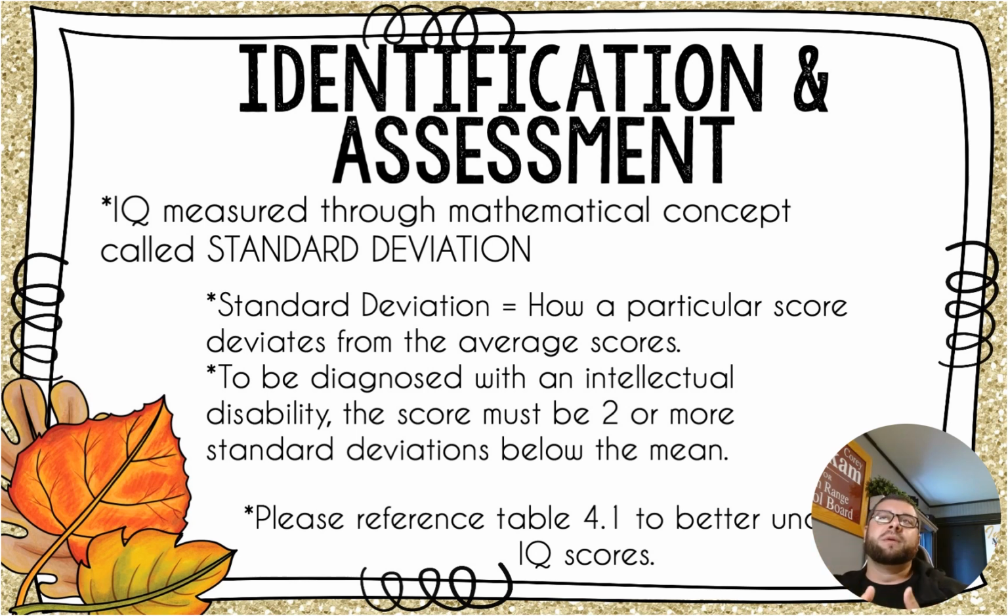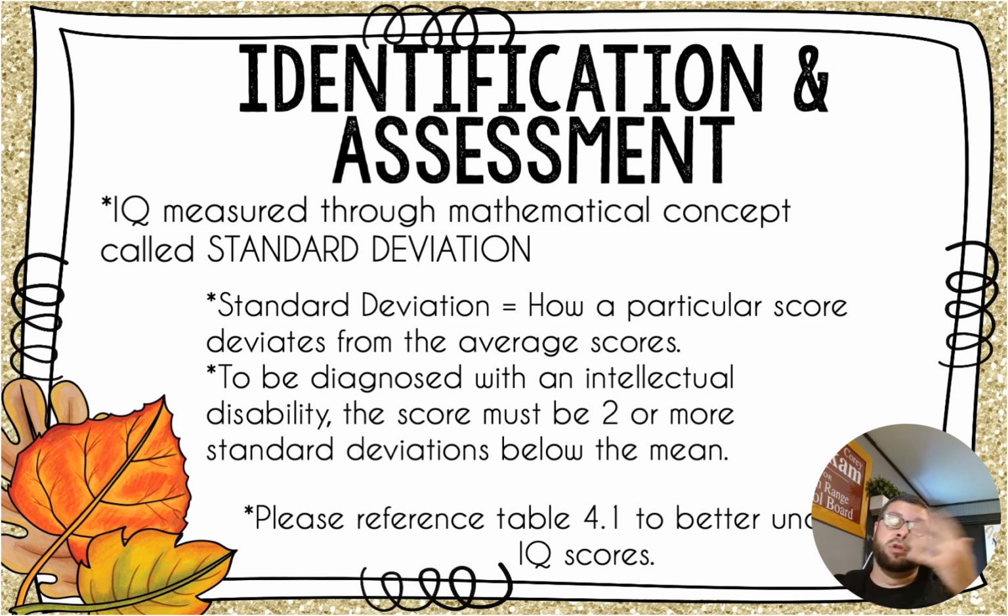So, one of the main things, though, is going to be an IQ test. Now, in this course, we do not go over IQ scores a lot, all right? But IQ is measured through the mathematical concept called standard deviation. So, what is standard deviation? Well, it's how a particular score deviates from the average scores. To be diagnosed with an intellectual disability, a score must be two or more standard deviations below the mean.